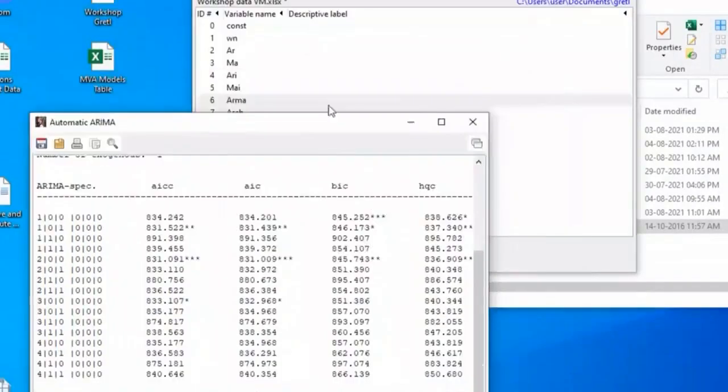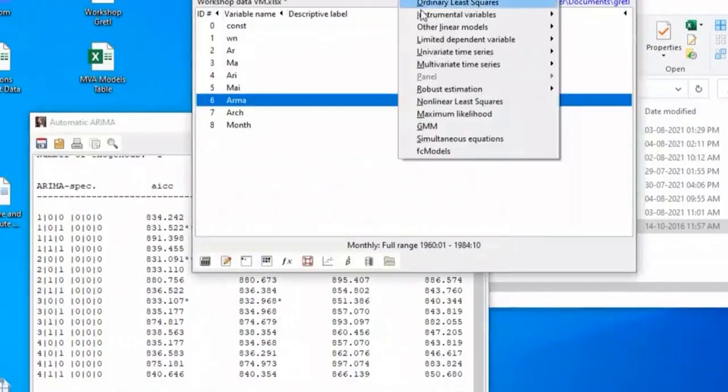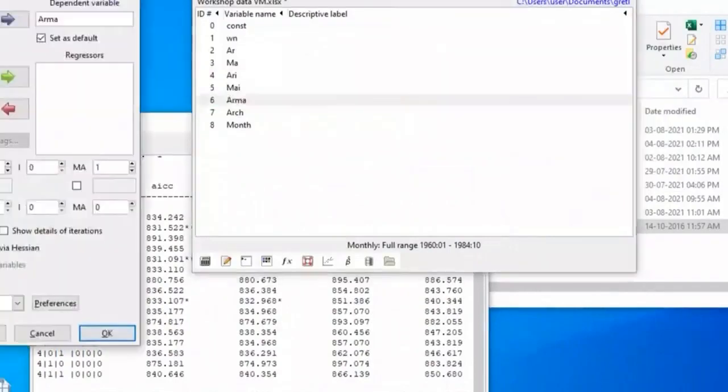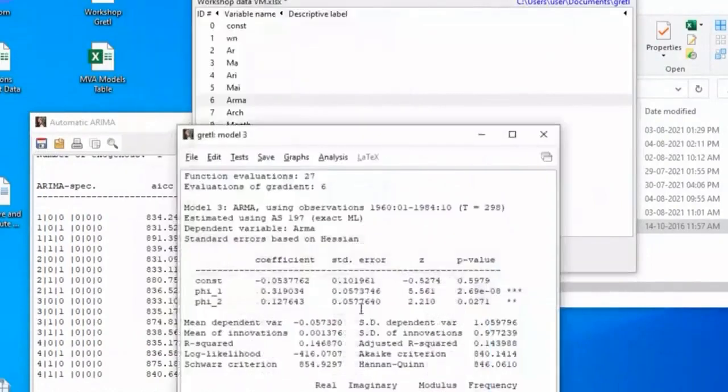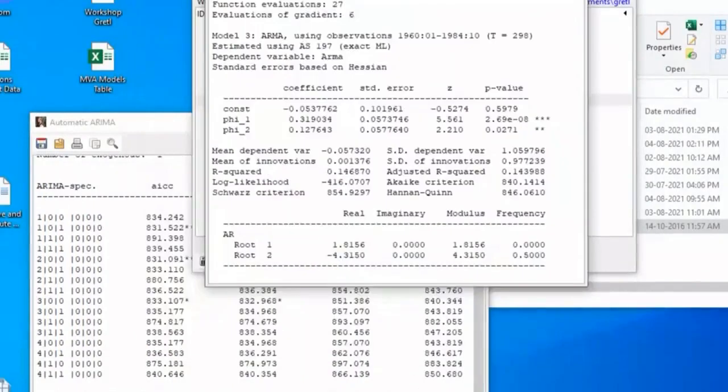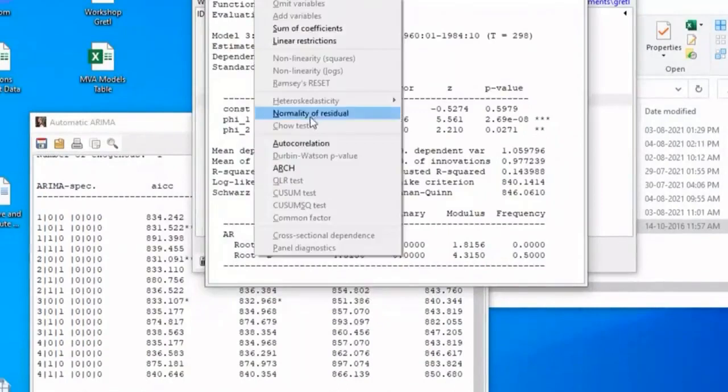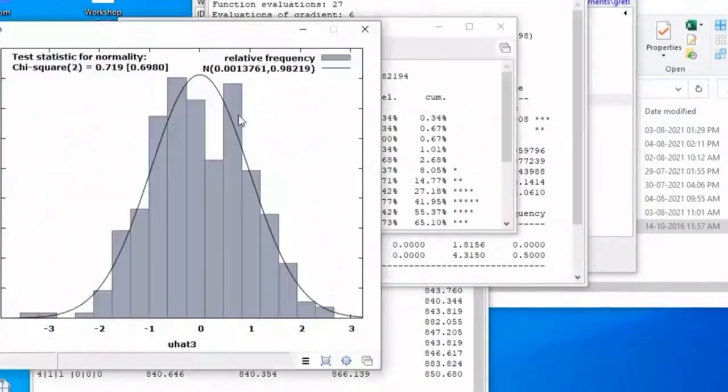Yeah. See, we go to Model, Univariate, ARMA. Then we have this model already. So here we have AR2, MA0. So we have 200000. Now click OK. And we get this result. Both the coefficients are significant. And let us see this one, the most important one: normality, autocorrelation, ARCH.